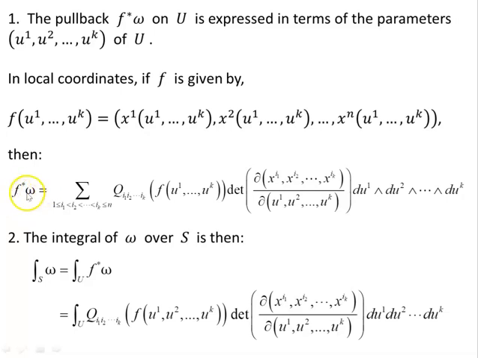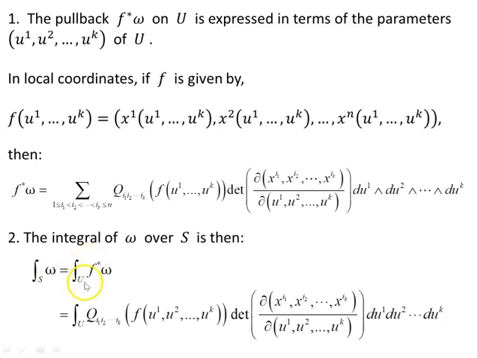and as in the previous video, the pullback of omega under the map F is then this, where the Q is where we substitute in this map F of u1 to uk, times the determinant of this, times the wedge product of the coordinates in the u system. So the integral of omega over S, remember the k-form on the submanifold S in M, can then be pulled back.